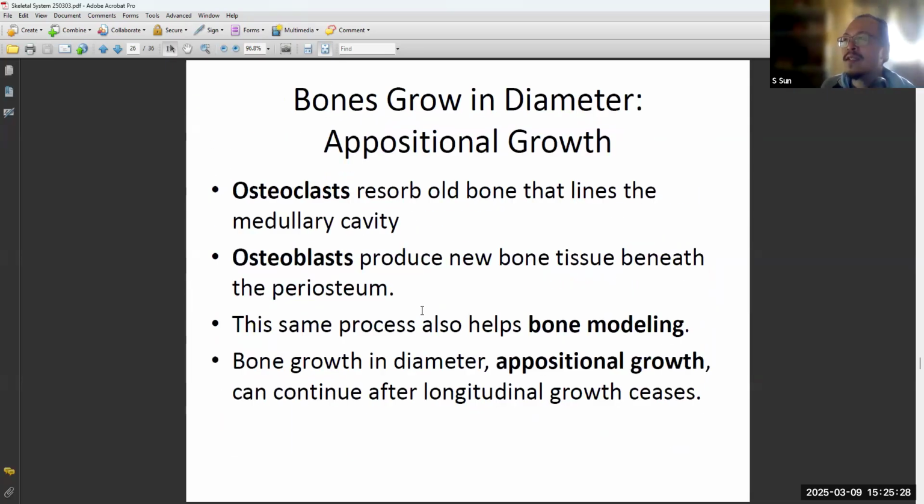This process is called appositional growth. Apposition means position side by side. So appositional growth is that you have the bone and then you grow side by side. So that's how we have this long bone growing in length as well as growing in width.